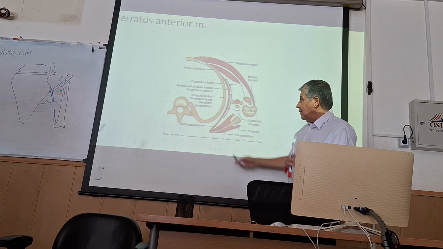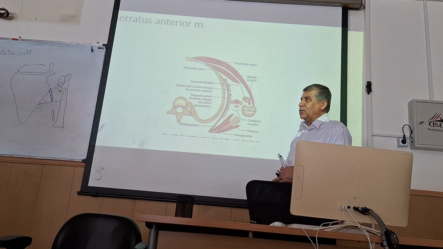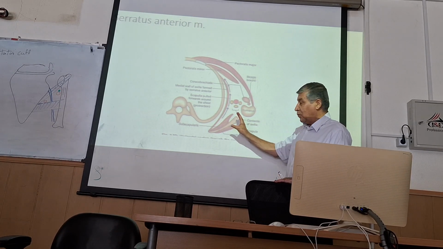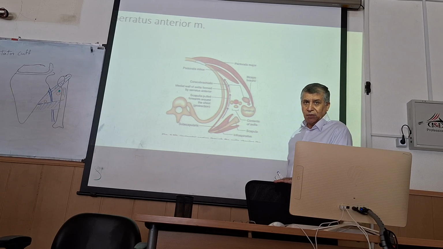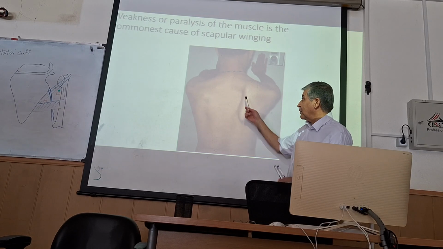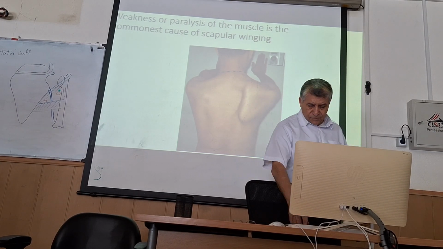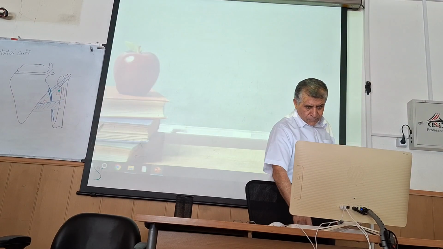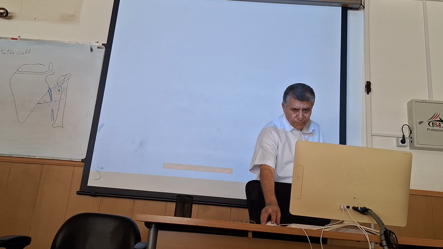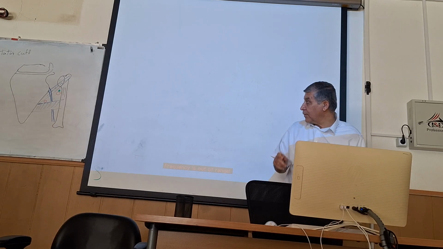Okay. What is the function of this muscle? Protraction of the scapula. If paralyzed, it causes winging of the scapula. Paralysis produces winging of the scapula. Long thoracic nerve. Function: protraction.